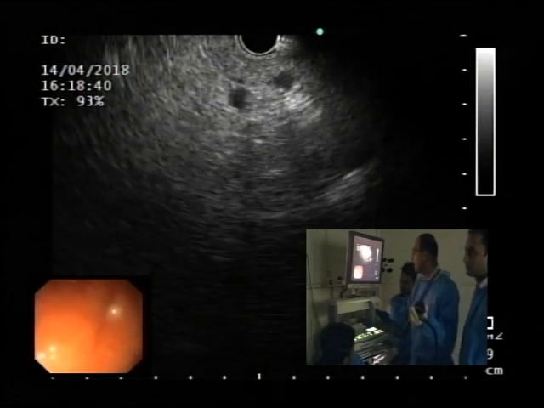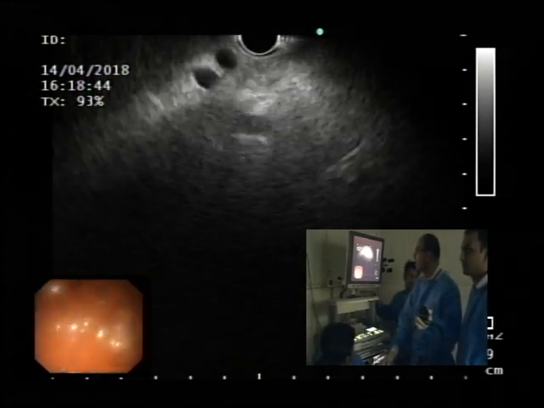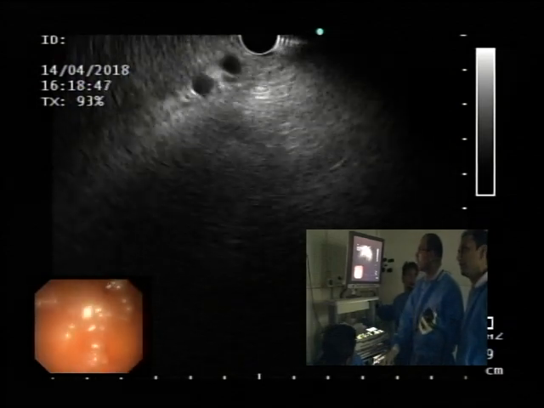Right, and what are the two vessels at the top? Splenic artery and splenic vein. Okay, good. So the one which is closer to the transverse, good. So that's artery.